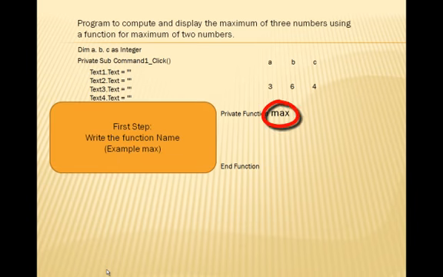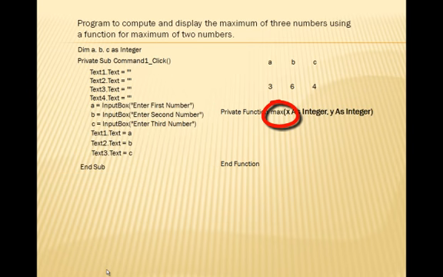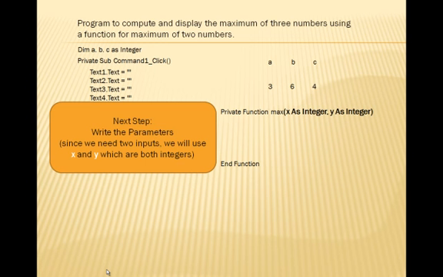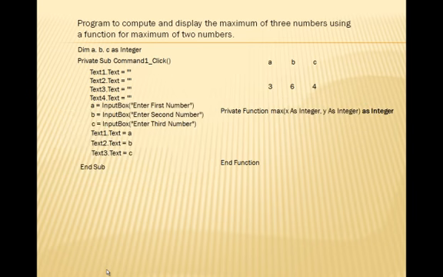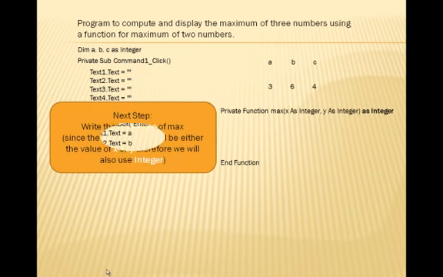First step, write the function name, for example, max. Next step, write the parameters. Since we need 2 inputs, we will use x and y, which are both integers. Next step, write the data type of max. Since the value of max will be either the value of x or y, therefore, we will also use integer.